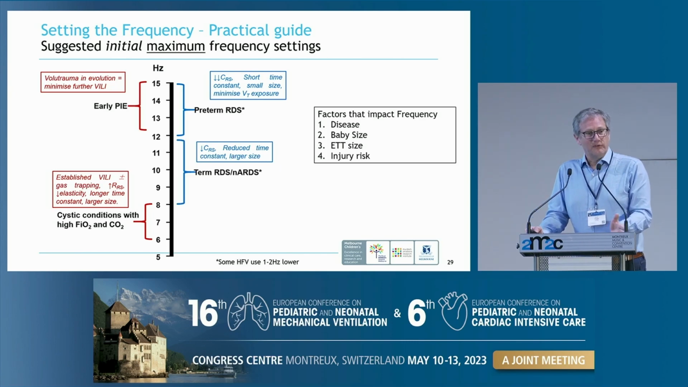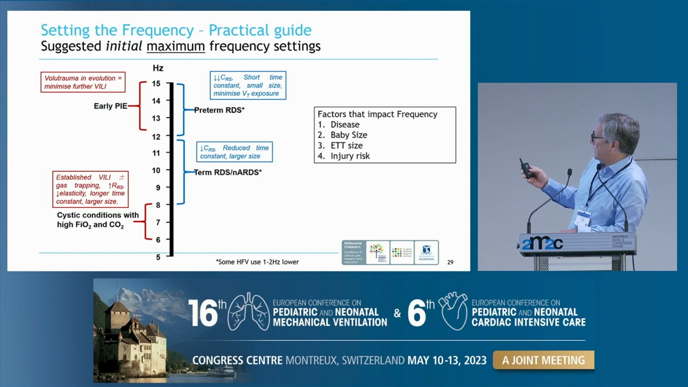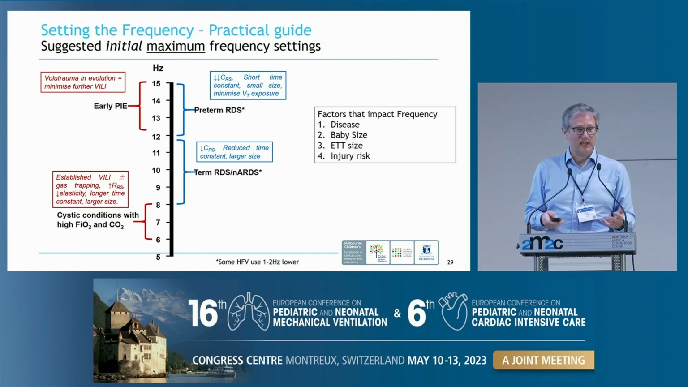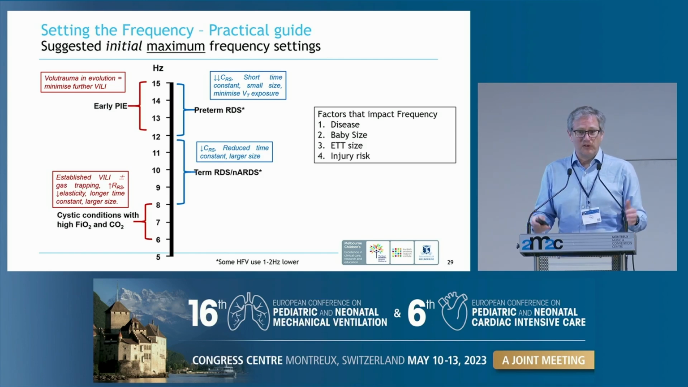A term baby with RDS has surfactant deficiency. The same mechanics and lung physiology apply, but they're a bigger baby, so they need a lower frequency. So you can see I'm setting a frequency range which is a little bit lower than the preterm baby. Most of us would tend to use 10 because in Western culture 10's a number that we all seem to focus on.